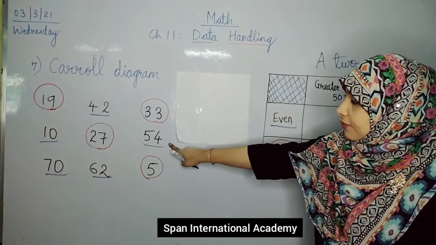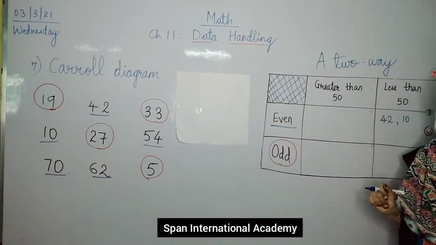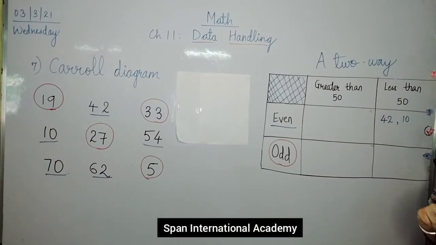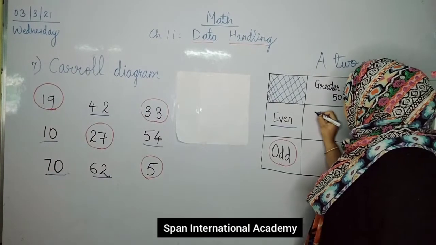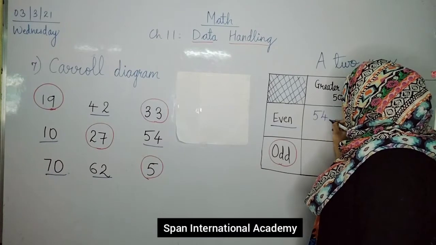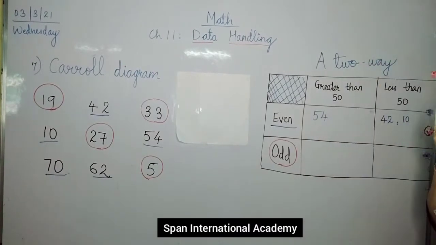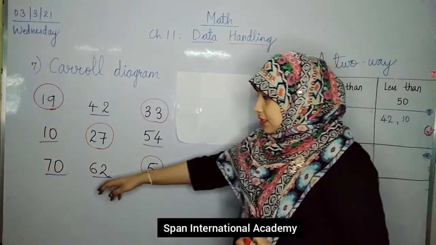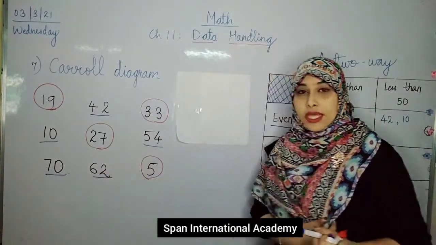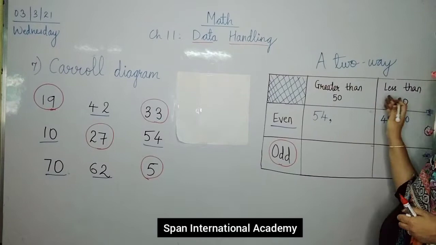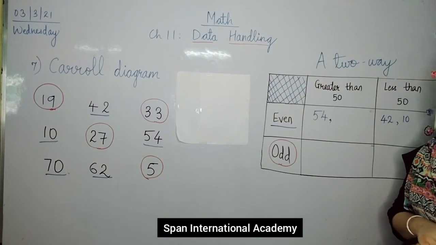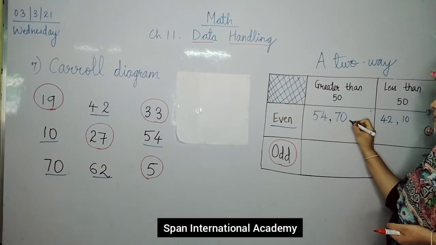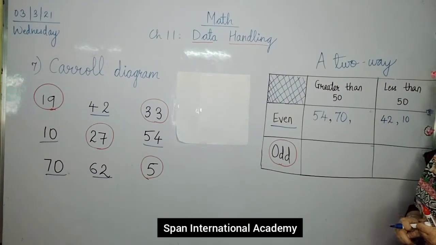Now look at the number 54. What is it? Where will it go? Greater or less? You are right. It will come under greater than 50. 54. Okay. Now come to number 70. Where is that going to go? Is it greater or less than 50? Yes, it is greater than 50. So 70 comes over here.